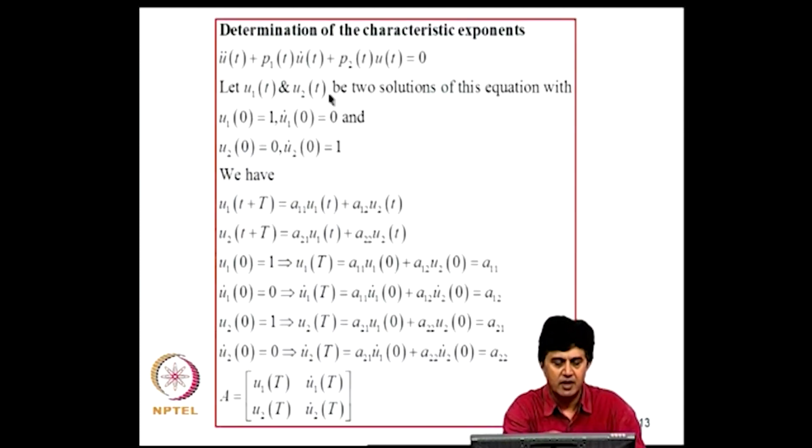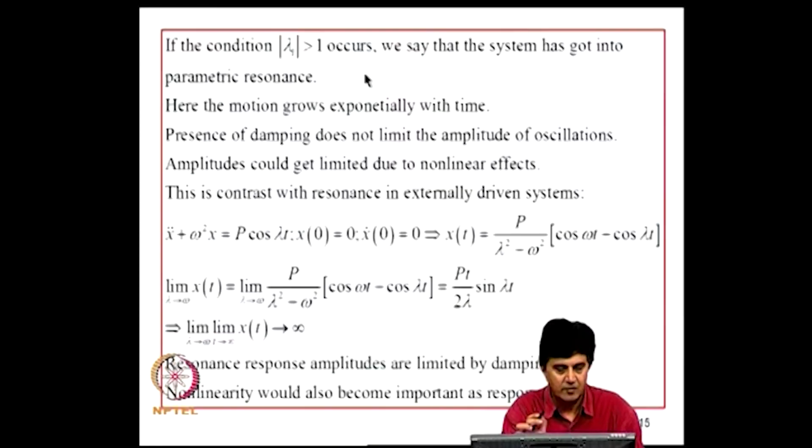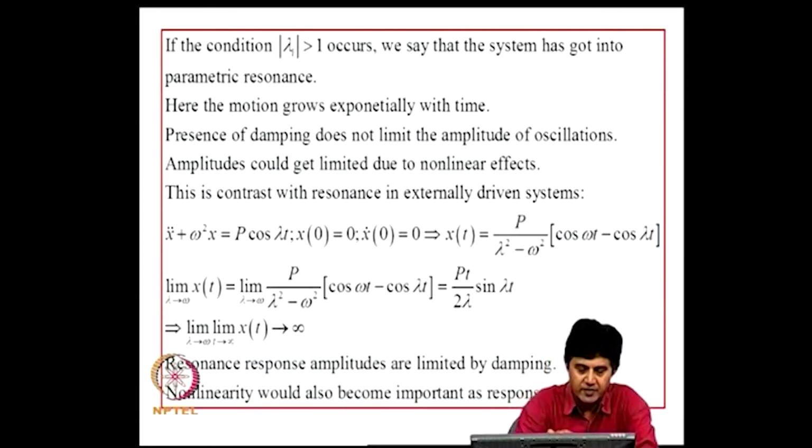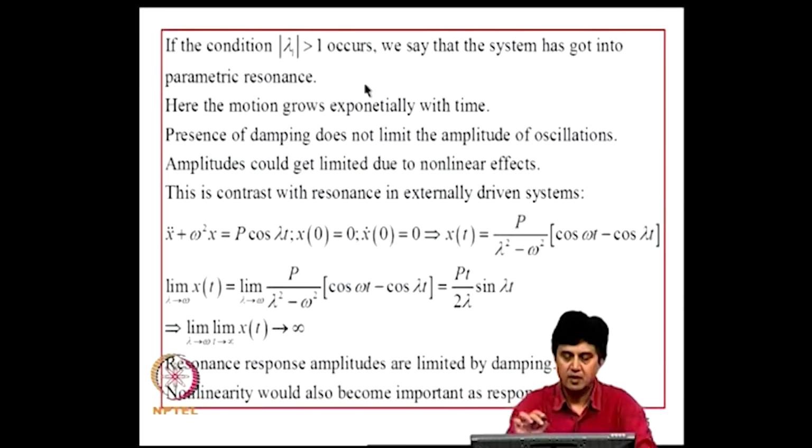If you formulate a finite element model, you could use Newmark beta or any other method that we have discussed earlier, and integrate this equation over one period of the parametric excitation. If the condition modulus of lambda i greater than 1 occurs, we say that the system has got into parametric resonance. Here the motion grows exponentially with time.